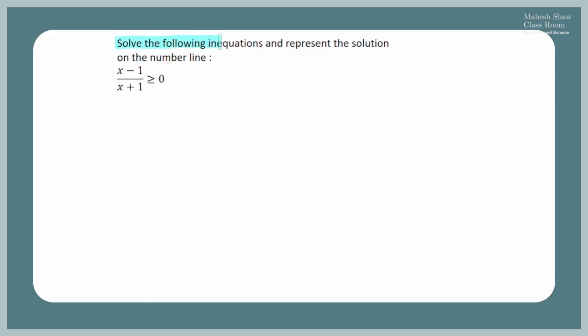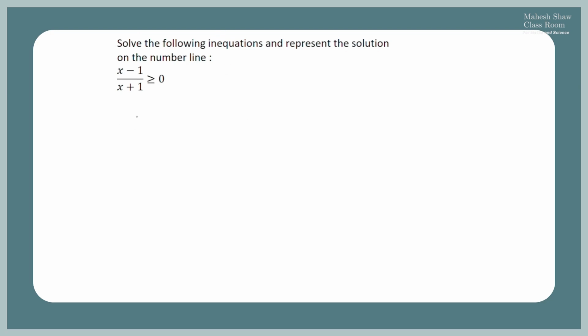The question is to solve the following inequation and represent the solution on the number line. And here it is, (x - 1) over (x + 1) is greater than or equal to 0. Now we know that two numbers in a fraction is greater than or equal to 0. There are two cases that arise: when both are positive, because positive and positive is positive, or both are negative. As you know, minus and minus is plus only.